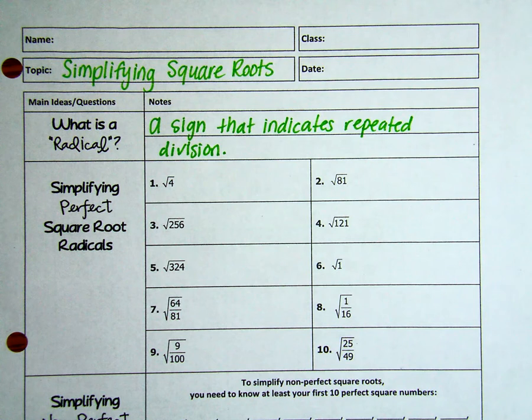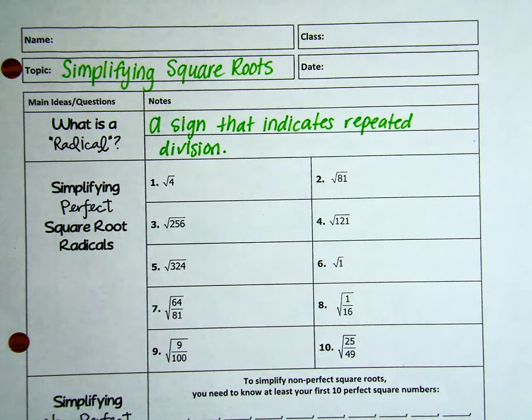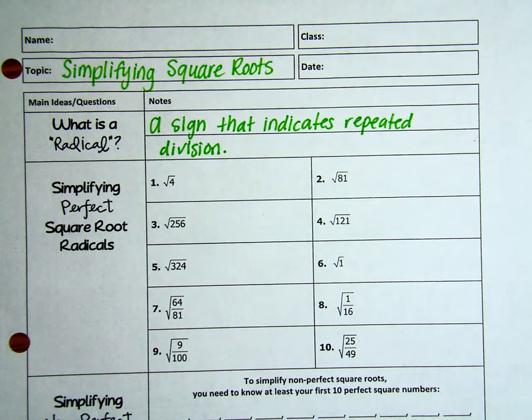So when I'm solving for something that's under a radical sign, I'm asking myself, what is this number divided by repeatedly? Okay, so we have something called a perfect square root. Perfect square root means when I solve this, I'm going to get a nice, pretty answer. There's not going to be any decimals to these.